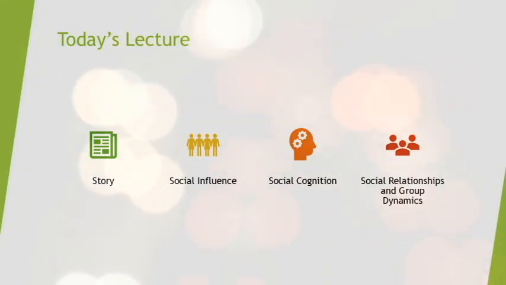The first one is social influence, and this really encompasses the ways in which people are affected by others, whether through persuasion, conformity, obedience, or even subtle cues in their environment. We'll explore some classical experiments and see how the power of social forces really shapes our actions and our decisions.